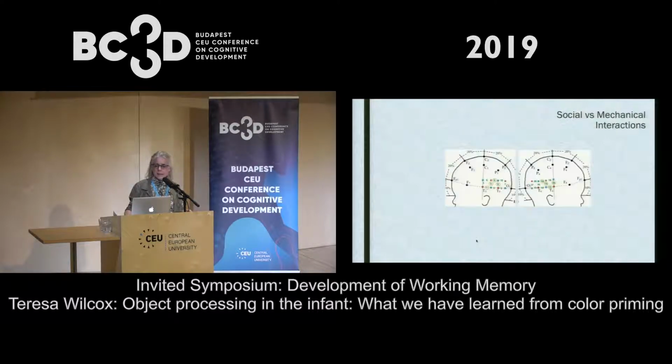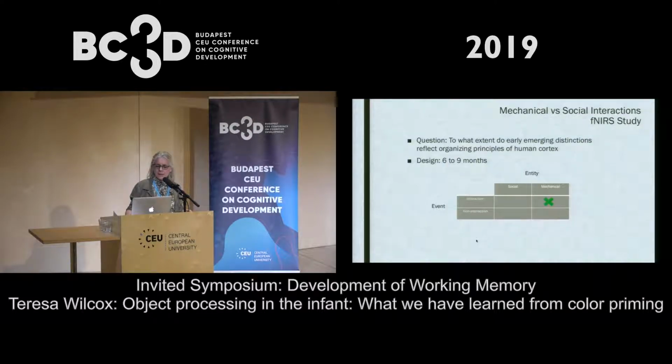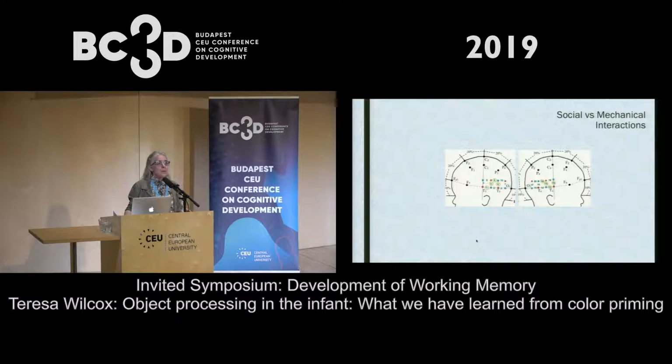Then finally, our next study is a neural study looking at, once again, to what extent these early emerging distinctions reflect organizing principles. We used the same optical array as we used in the previous experiment. Now we have social versus mechanical interactions, and we did the study where we had the interactions and the social and mechanical events without the interaction.